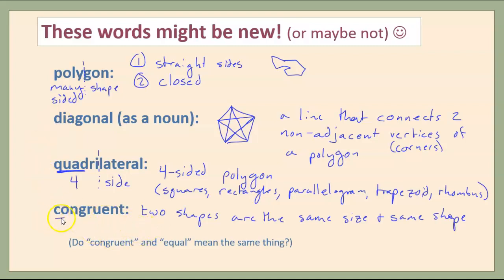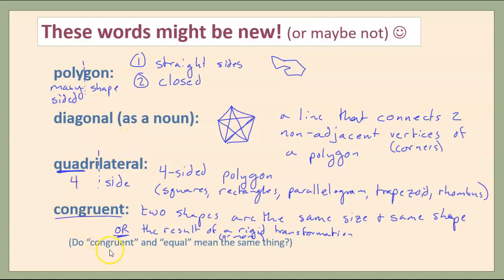So another way to think about congruent, now that we've been talking so much about rigid transformations, is we could also think of it as the result of a rigid transformation, or more, one or more. So a rigid transformation will produce two congruent shapes. So this question, do congruent and equal mean the same thing? We'd be asking, are these two shapes equal?